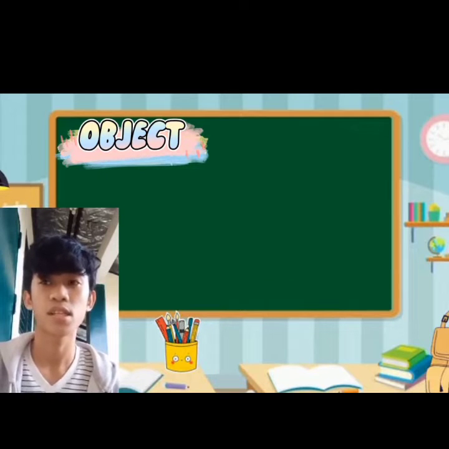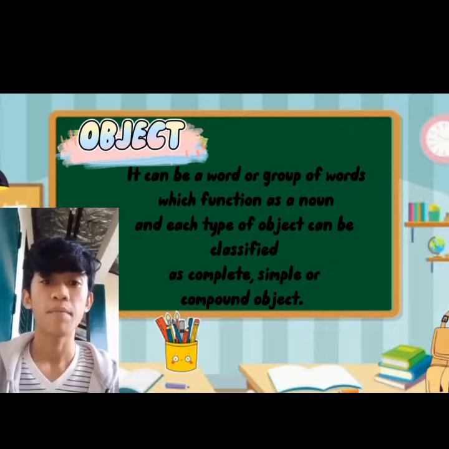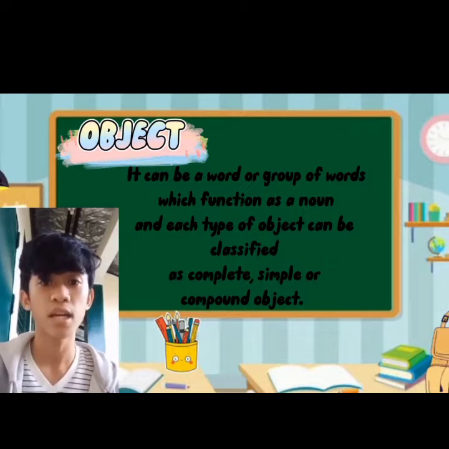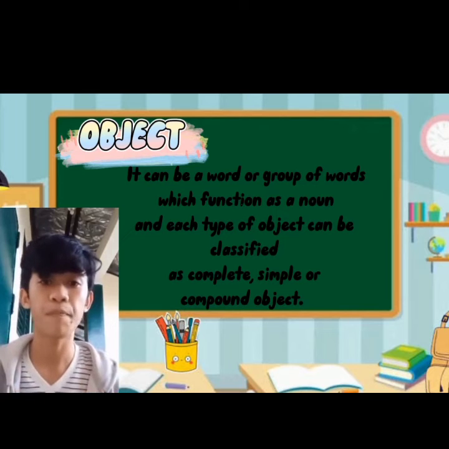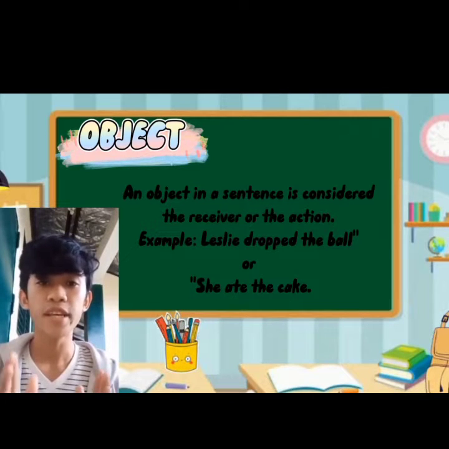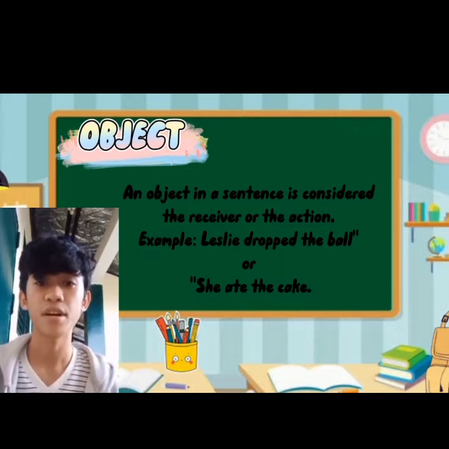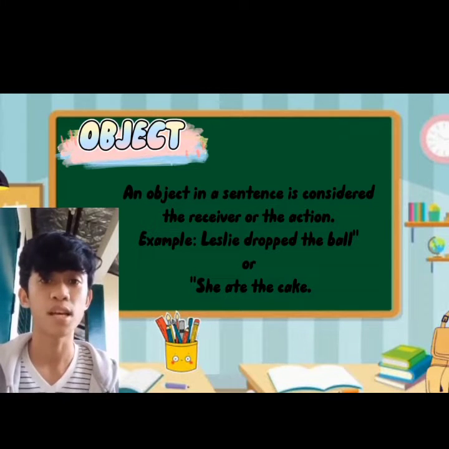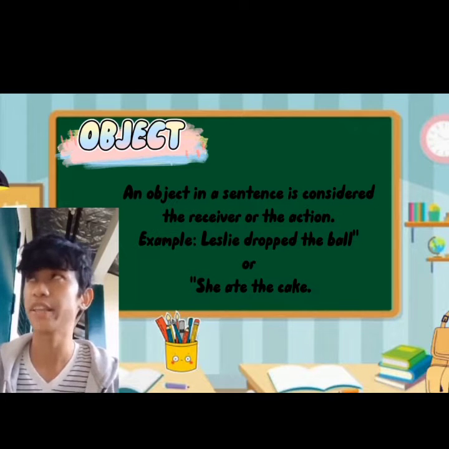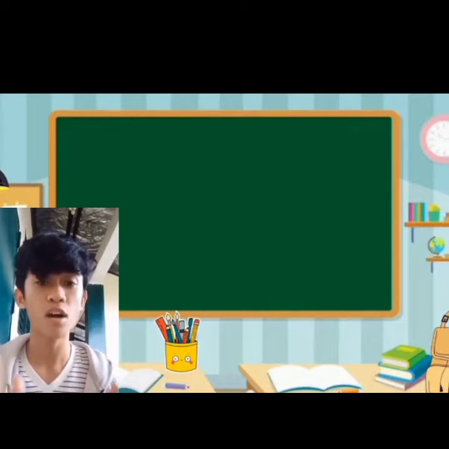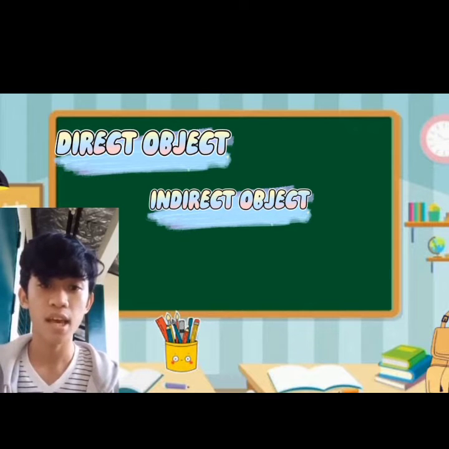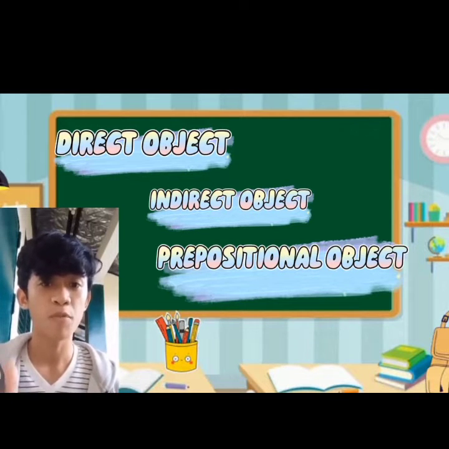And so let's then proceed to the objects. An object can be a word or a group of words which function as a noun, and each type of object can be classified as a complete, simple, or compound object. An object in a sentence is considered the receiver of the action. Examples: Leslie dropped the ball, or she ate the cake. And these are the three types of object based on their different function: the direct object, the indirect object, and lastly the prepositional object.